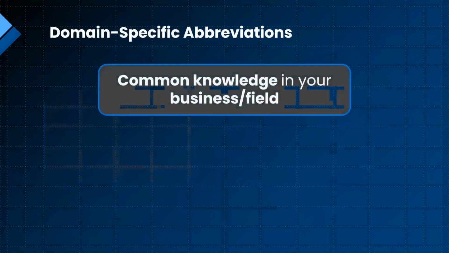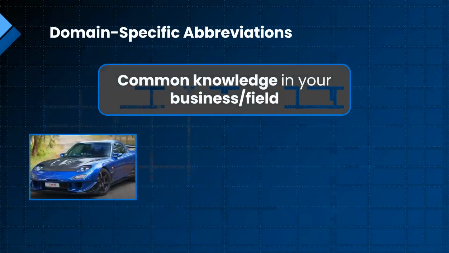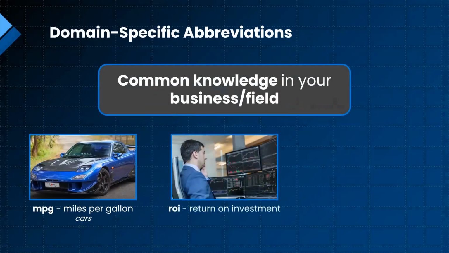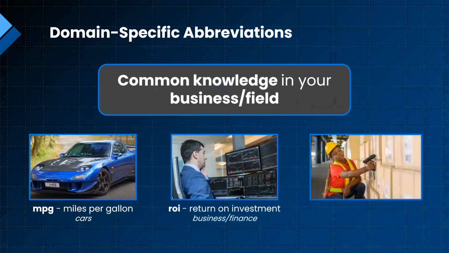Now, domain-specific abbreviations are specific to the business or field that your app is in. So let's say you're making some kind of app that relates to cars, right? MPG stands for miles per gallon. It might be expected that everyone on the team is more familiar with that because your whole business is working with cars. If you're working on business or finance, ROI, return on investment, that might be common knowledge in your field. And if you're working on some kind of retail app, SKU, which stands for stock keeping unit, might be another really common term. So again, this can also vary from company to company.